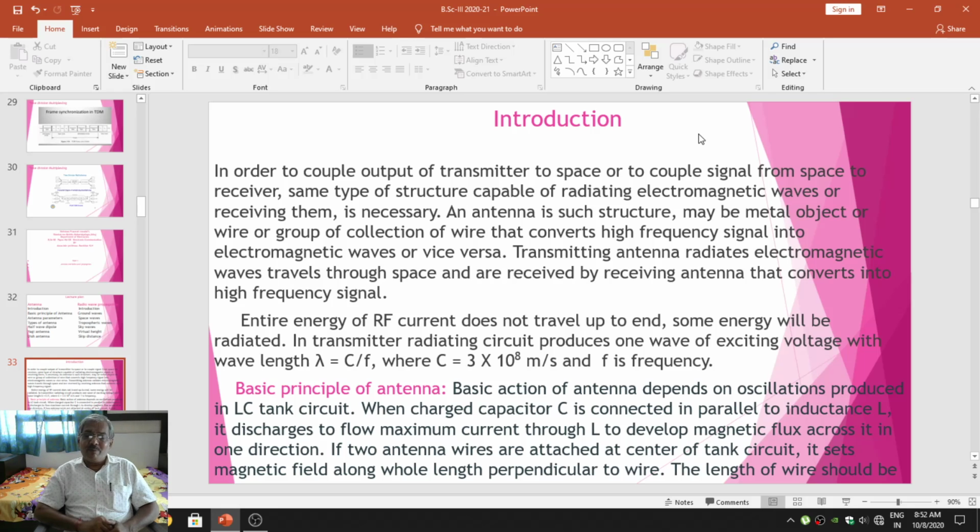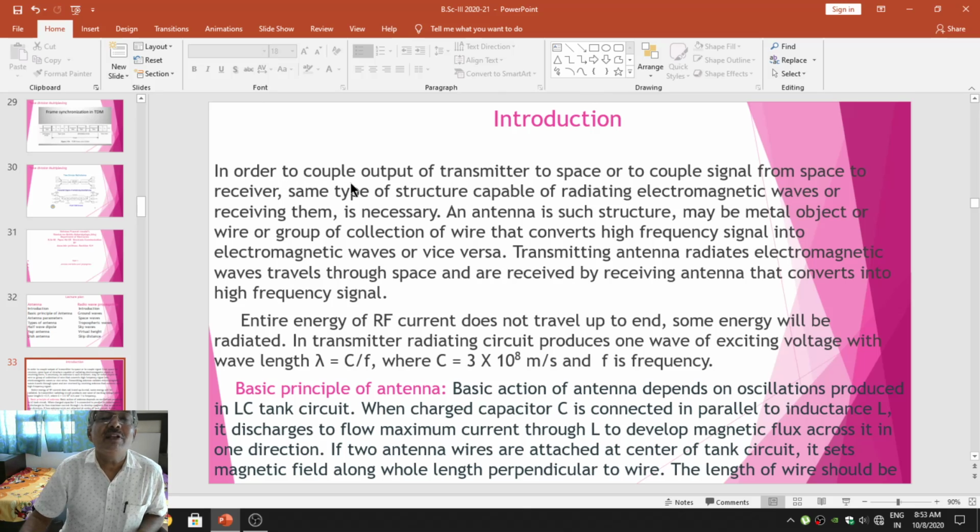This is how the role of the antenna is very vital in converting the RF signal into electromagnetic radiation and vice versa at the receiving end. Details of the structure, which we are going to call an antenna, we are going to discuss in further lectures. So let me introduce the antenna under the title Introduction.